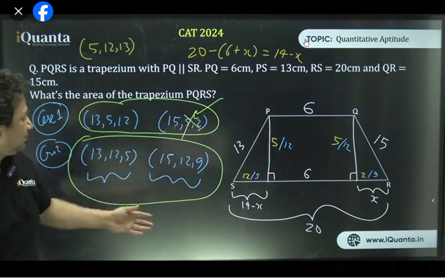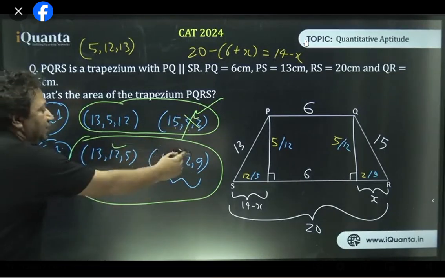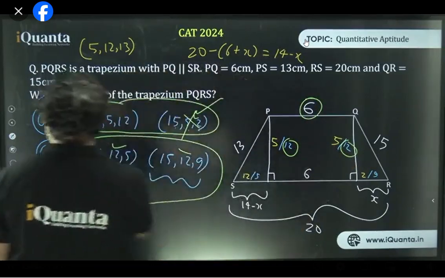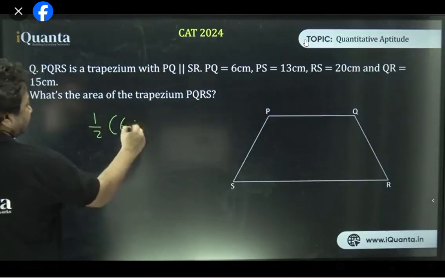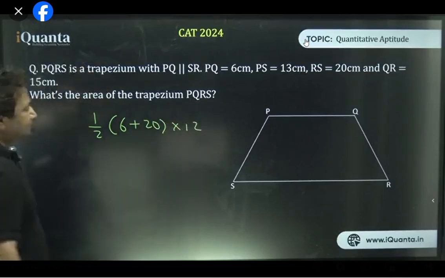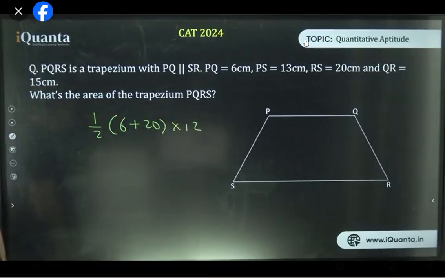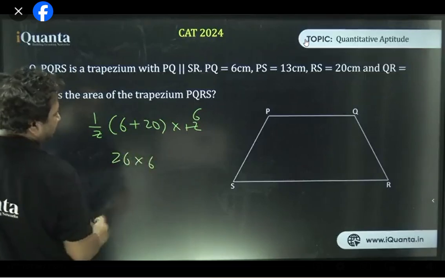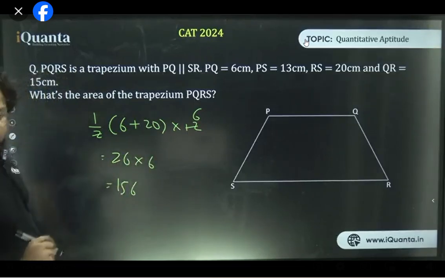So what's the height? It's 12, right? 12 is the height. This is 6. This whole is 20. So the answer is half into 6 plus 20 multiplied by 12. Okay? 6 plus 20 is 26, into 6 is what you need to calculate. 156 happens to be the correct answer. Perfect.